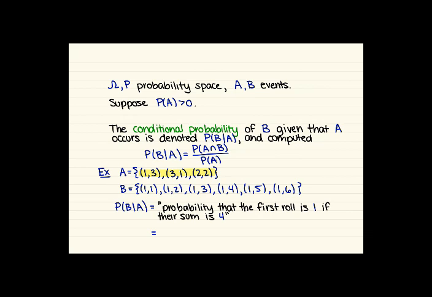So you might want to compute that as the probability of A intersect B over the probability of A. A intersect B is just the single outcome 1, 3, that's the only overlap there, so its probability is 1 over 36. And the probability of A is 3 over 36. So this works out to be 1/3, like we reasoned out, but we can do that with the formula as well.